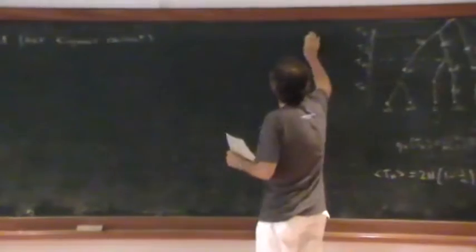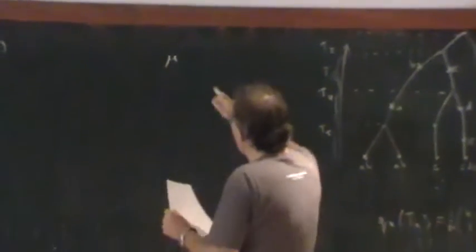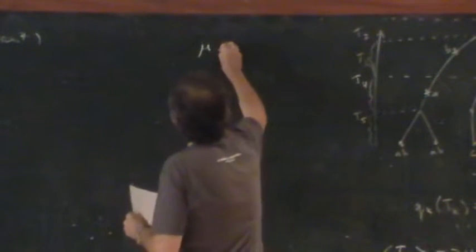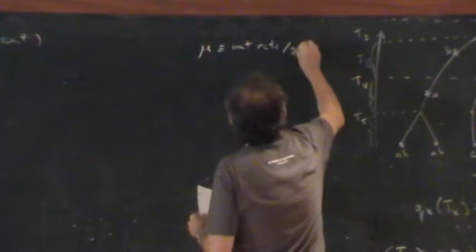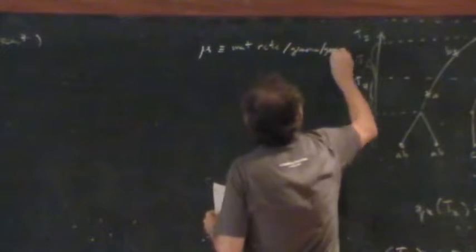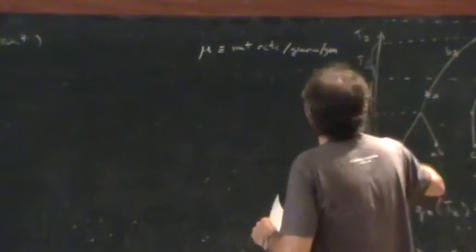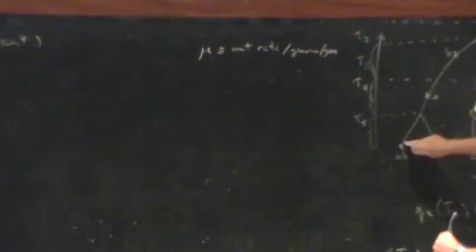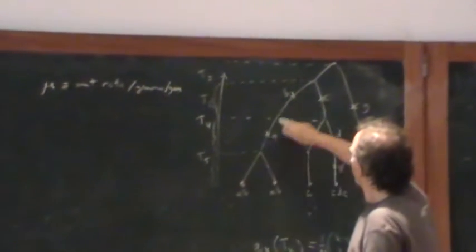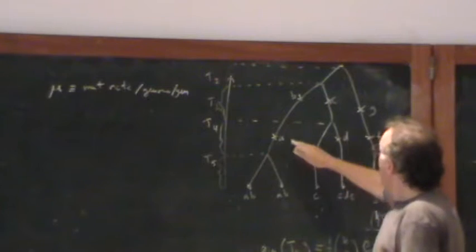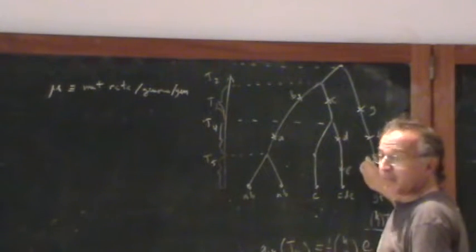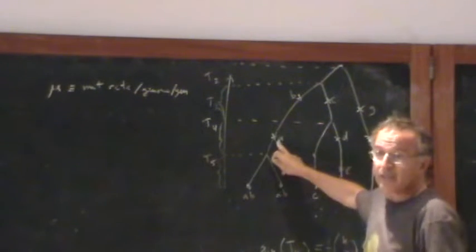Mutations are generated, let's say, at a rate mu, as some process. So mu, let's say, is the mutation rate per genome per generation. Right? So the number of mutations in the whole population, rather in the whole sample, is just going to be, on average, the total length of the tree times the mutation rate.